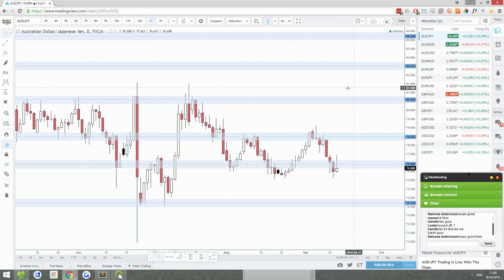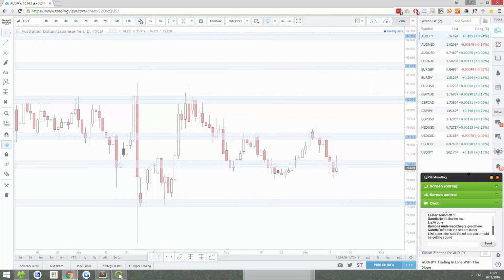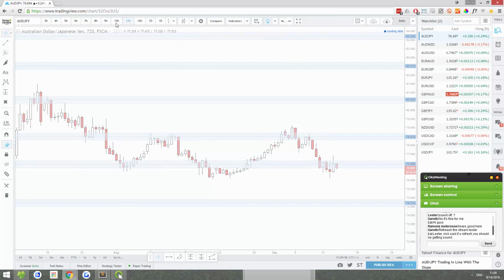Let's get started with the analysis. All right, so we're going to kick things off with AUDJPY daily chart. Right now, AUDJPY seems to be kind of, I don't know, doing a bit of a reversal. Doesn't look too good.